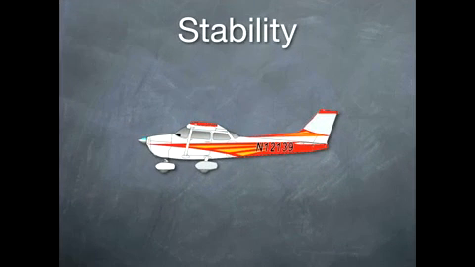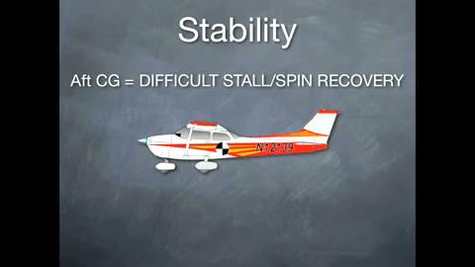Now, how does this affect our stall recovery? An aft CG is difficult to recover from a stall or a spin. This is because in a stall or a spin, we primarily use our rudder to help recover. And there's a shorter arm versus the forward CG. Look at the difference in the lengths of arm and the leverage you would get using that rudder to recover.